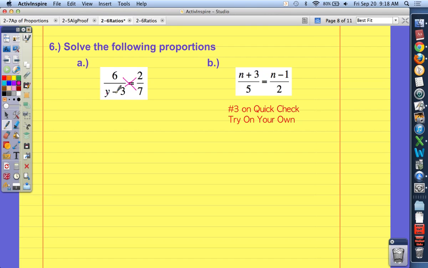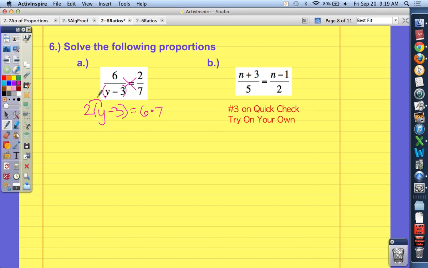Notice that you have 2 terms down here. So when you cross multiply, it's so important, guys, if you see more than just one number or one letter, put parentheses around it. So this is actually going to be 2 times the quantity of y minus 3 is equal to 6 times 7. If you just multiply the 2 by y, you're doing something wrong. So be careful there. Now let's solve this equation.